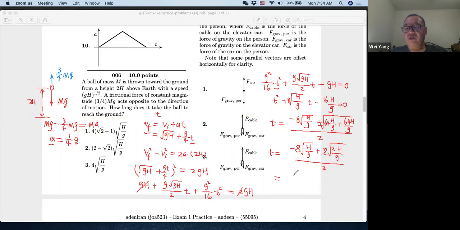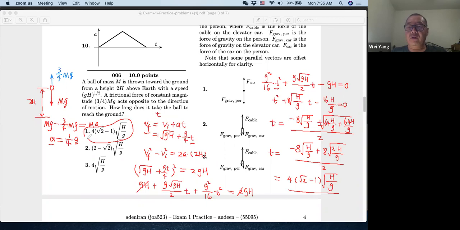We can switch the order, right? That will be 4. We can take a 4 out. So we write this one to the front. That will be root 2 minus 1, then times the square root of h over g, right? So this one's the answer. Then compare with the choices they give us. I see the first one, this one's correct, right? So by this way, we solve this problem.